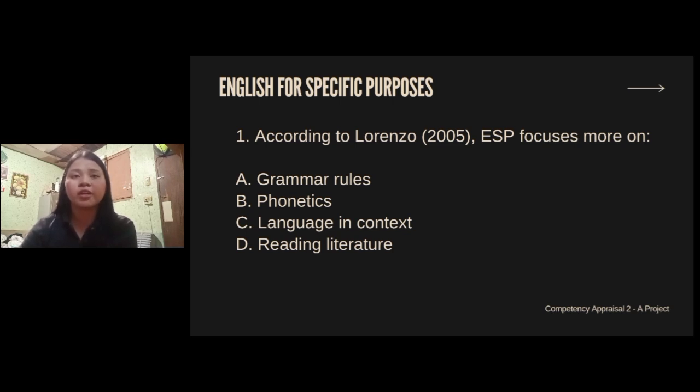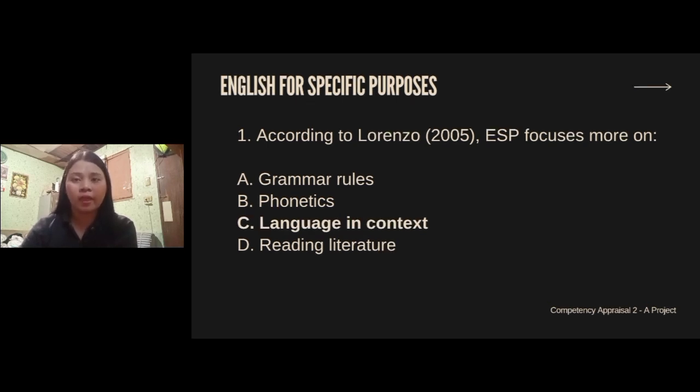So the correct answer is language and context, the letter C, because ESP emphasizes using English in real-world situations related to a learner's profession or academic needs. The letter A is incorrect because grammar is used only when necessary. And B and D are also incorrect because they are general areas of English, but not specific to ESP's goal.